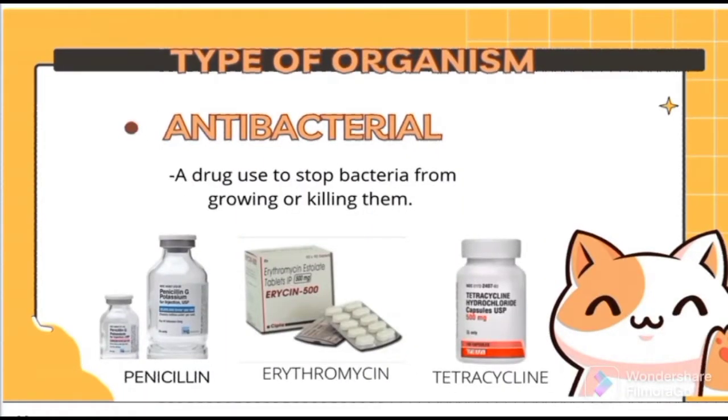The other classification of antimicrobial agent is based on the type of organism involved, which includes antibacterial. Antibacterial is used to stop bacteria from growing or to kill them. Some examples of diseases in animals caused by bacteria are fowl cholera and sheep pneumonia. The antimicrobial agents used against this type of organism are penicillin, aminoglycoside, tetracycline, and erythromycin.